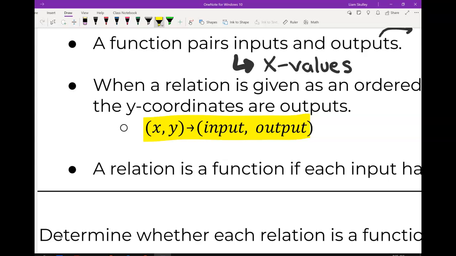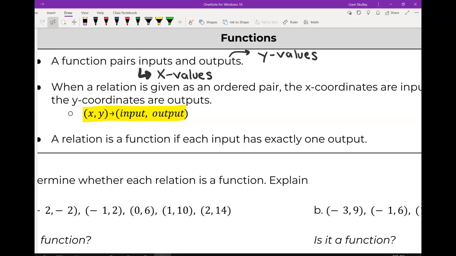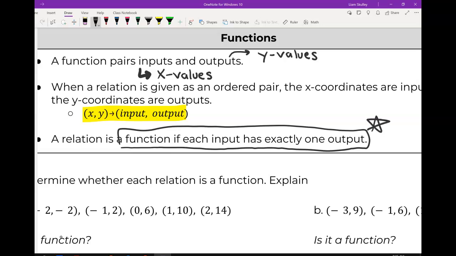So the phrase we're going to be looking for to determine if something is a function is in this last bullet point. A relation is a function if each input has exactly one output. So maybe you can box that, star it twice, because this is a phrase you can use to say something's a function. And I'll show you a phrase you can say if something's not a function, so you don't have to make it up yourself. Think of it like a sentence starter in English. I'm basically just going to give you the sentence, what you can say.